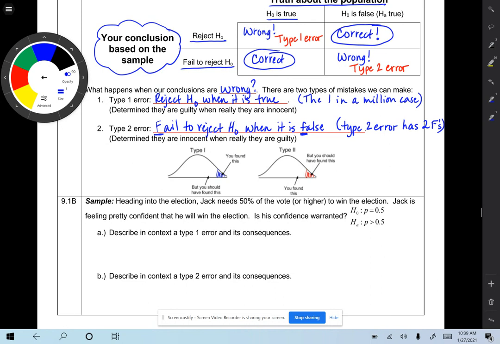So in a type 1 error, if you look at these diagrams, you find this. So this is what you find. And it's a low probability based on chance. But you should have found this. So the type 1 error, that is a low probability. It did happen. It happened by chance. The second diagram, you find this, but you should have found the smaller probability. So you should have found this right there. And it doesn't mean you're wrong, but your sample just didn't give good enough evidence.